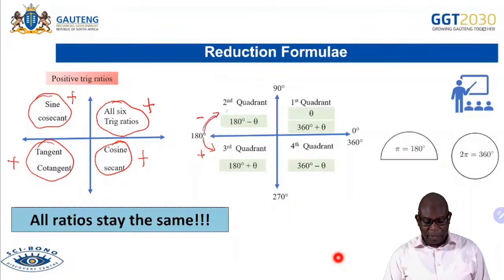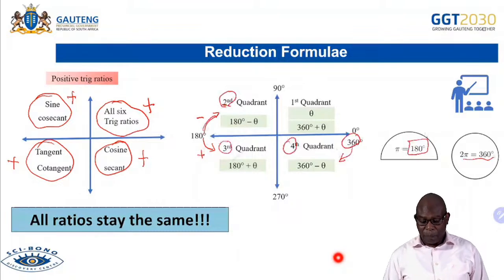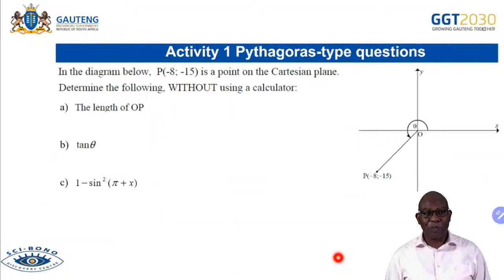Can you see 180 minus, it's in the second quadrant. 180 plus, it's in the third quadrant. We have 360 degrees minus, which is in the fourth quadrant. The pi there represents 180 degrees. When we have 2 pi, it means 360 degrees. So these are radians, okay? We change that to degrees when we are working in trigonometry. All the ratios will stay the same, meaning that we don't change any ratios. Please don't practice with the math learners, because they like changing them. They will confuse you.